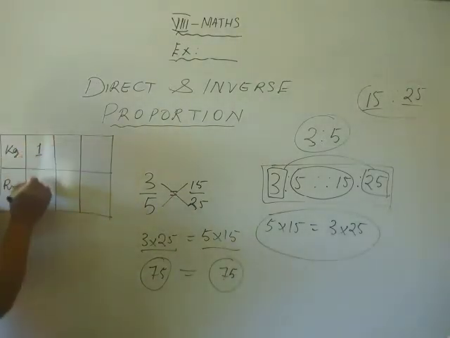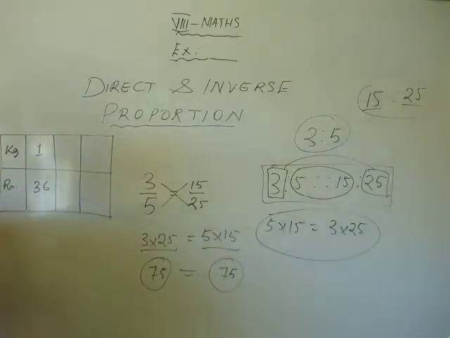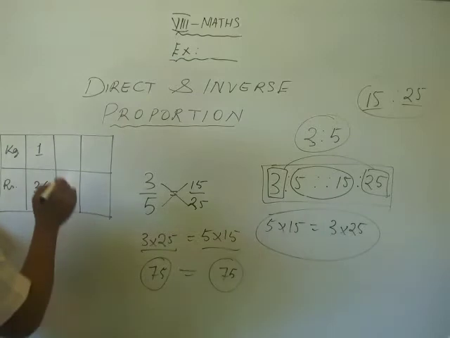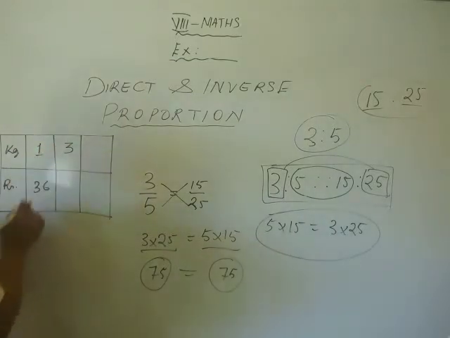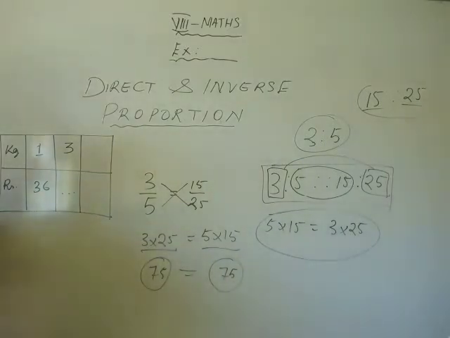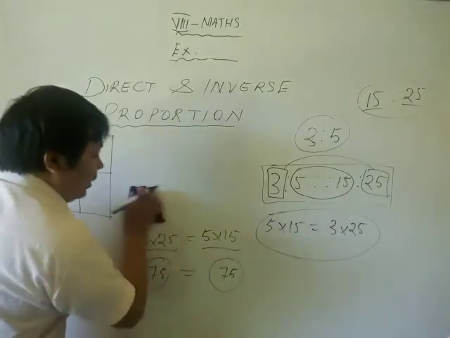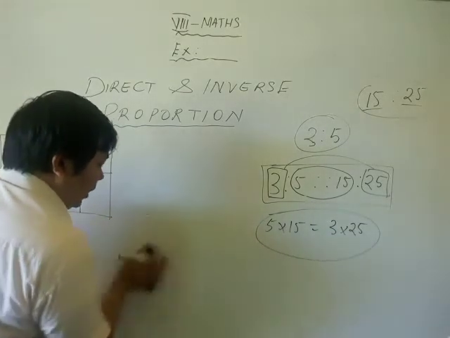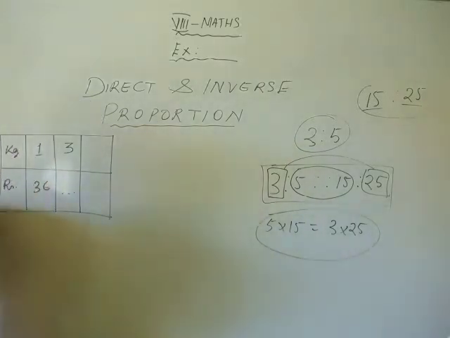1 kg of sugar costs 36 rupees. So if it is 3 kg of sugar, how much will the price be? This value can be found by applying direct proportion. How? Here you see, let us take this kg as x and this rupees as y.